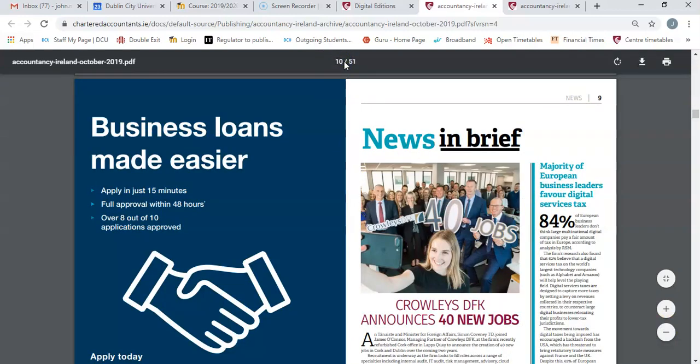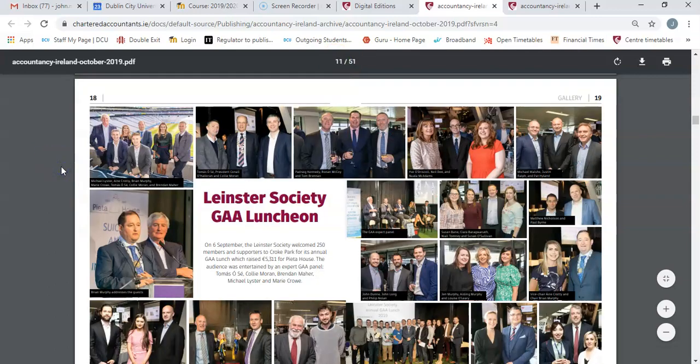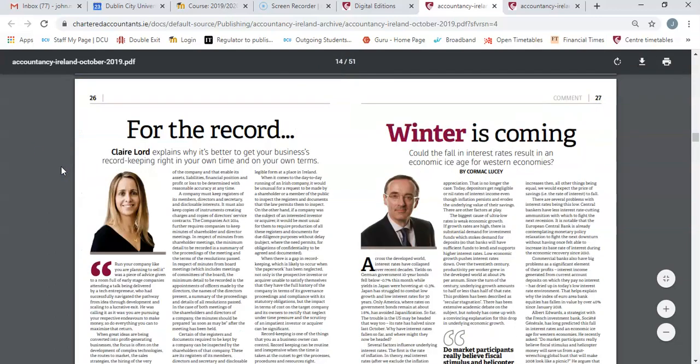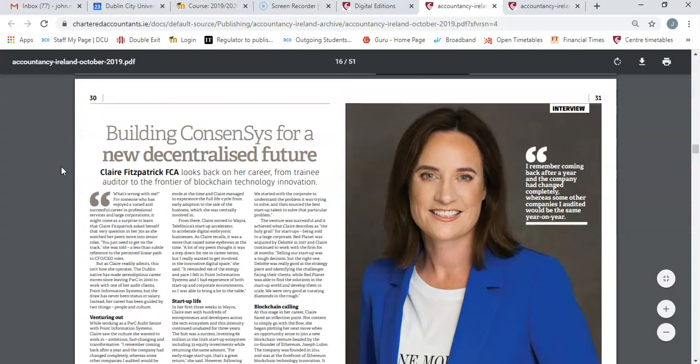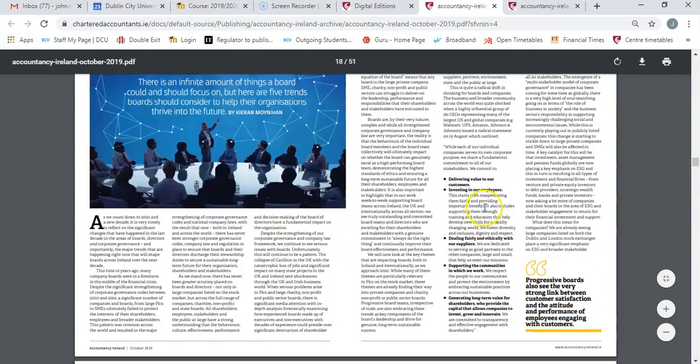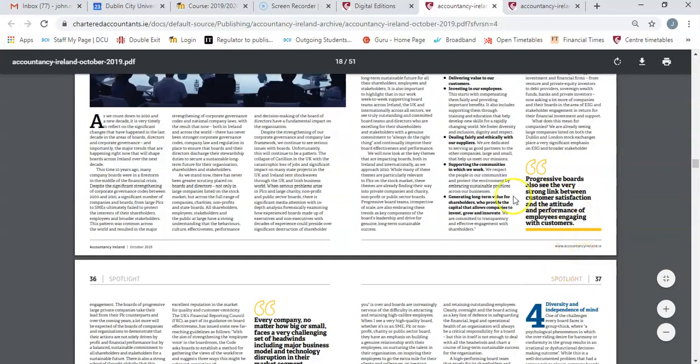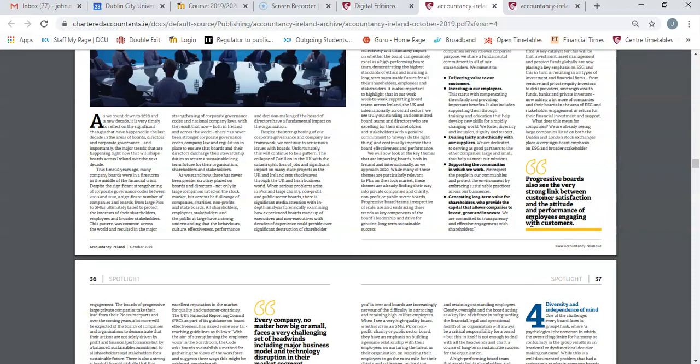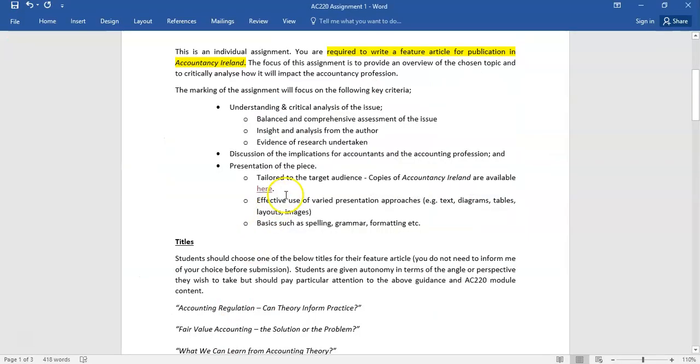But if you go on to maybe page 10, you see the first couple of pages are always small articles, news ones, but then you come to the Spotlight piece. It always says Spotlight on it, it's the 5 trends. Look at the way it's laid out. They have bullet points, they have images, they have big quotes. So part of that is your presentation skills. It's one thing getting the content, and of course that's important. It's another thing getting your message across in an effective way. And all of that is going towards your marks in terms of this.